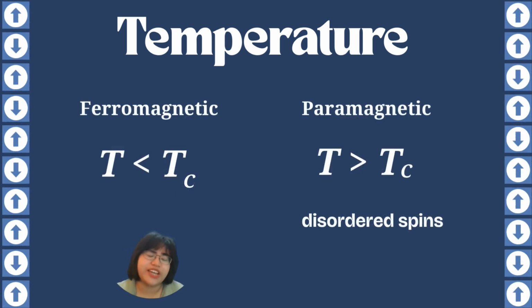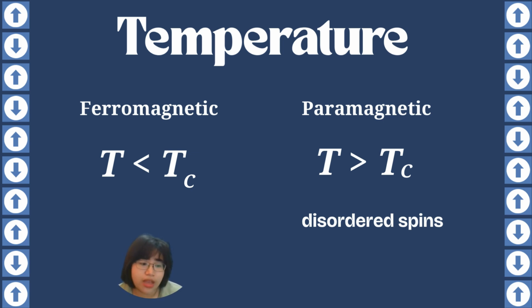Di ba na-concern tayo sa magnetism? So, now we have some consequences sa temperature ng system. If yung temperature ng system is less than the critical temperature, we have ferromagnetic. And on the other hand, if greater siya than the critical temperature, then we have paramagnetic, meaning disordered or random yung spins.